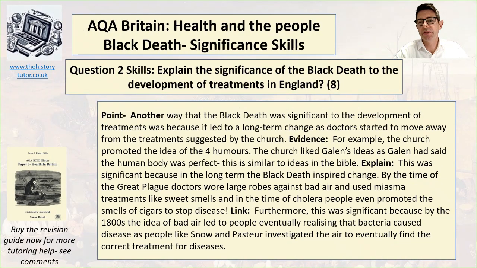So another way the Black Death was significant to the development of treatments was because it led to a long-term change as doctors started to move away from the treatments suggested by the church. For example, the church promoted the ideas of the four humours. The church liked Galen's ideas, as Galen said the human body is perfect, which was similar to the ideas of the Bible. This was significant because in the long term, the Black Death inspired change. By the time of the Great Plague, doctors wore large robes against bad air and used miasma treatments like sweet smells, and in the time of cholera people even promoted the smell of cigars to stop disease.